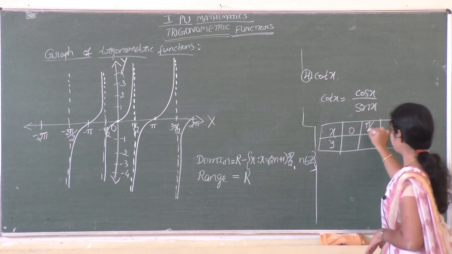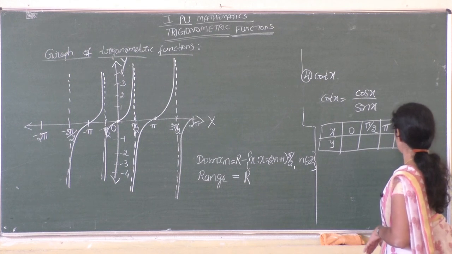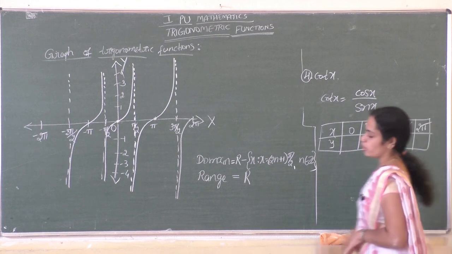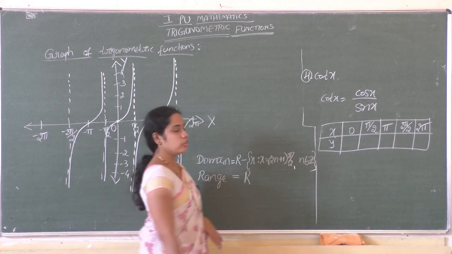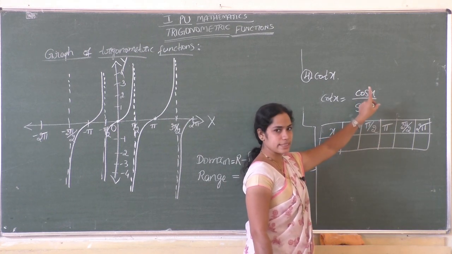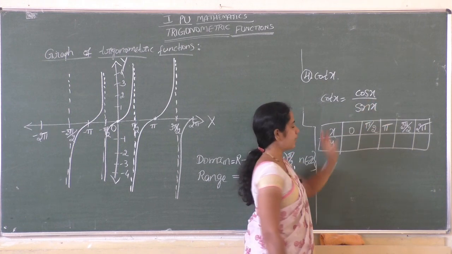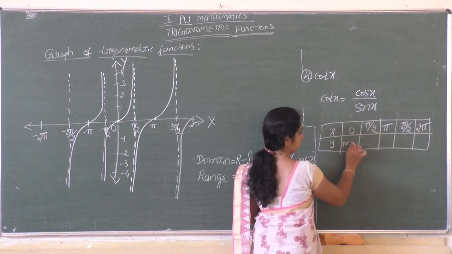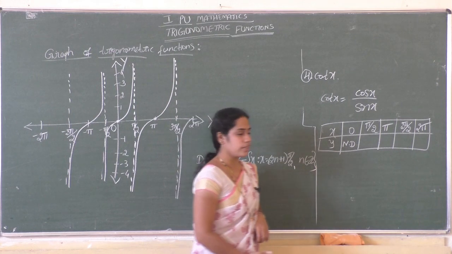Zero, pi by 2, pi, 3 pi by 2, 2 pi. For cot 0, what is the value? Cot 0: cos 0 is 1, sin 0 is 0, and 1 by 0 is not defined. Okay, cot 0 is not defined.